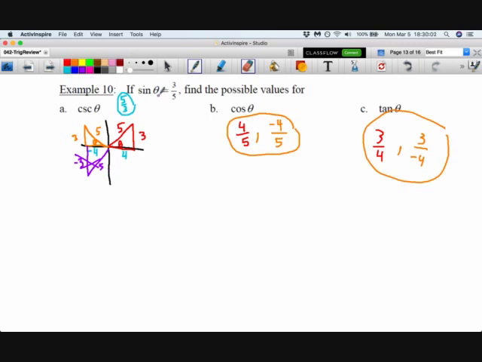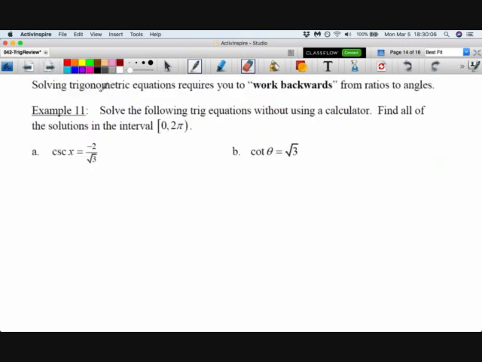So solving these for angles has to work backwards. That's what it says at the top. Make sure you work backwards. Make sure you try to find out your reference triangle and work backwards. So here we go.